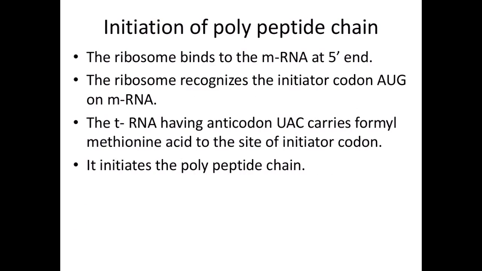Initiation of polypeptide chain. The ribosome binds to the messenger RNA at the 5' end. The ribosome recognizes the initiator codon AUG on messenger RNA. The transfer RNA having anticodon UAC carries formyl methionine to the site of initiator codon. It initiates the polypeptide chain.